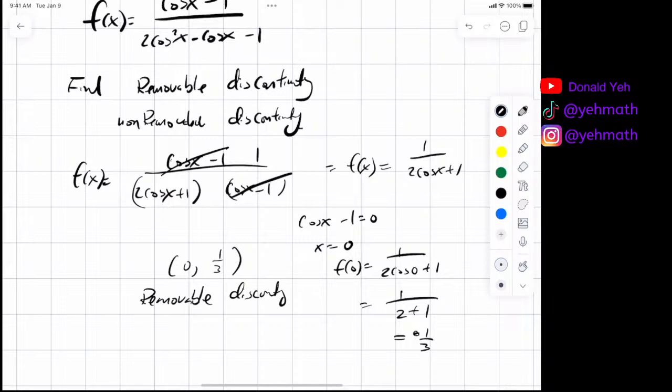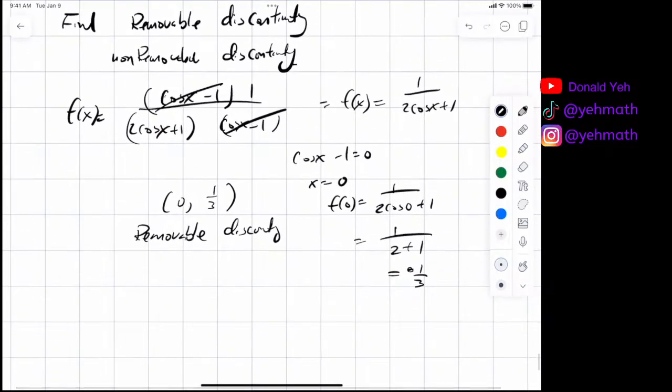Did you get the cosine x? Because whatever cancels is my hole. A hole is a removable discontinuity. Do you guys remember this? Then non-removable will be x equals 2 pi over 3. Yep, x is equal to what? 2 pi over 3, 4 pi.